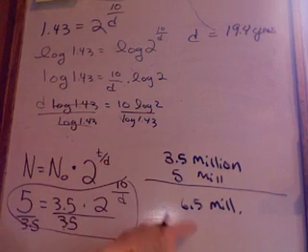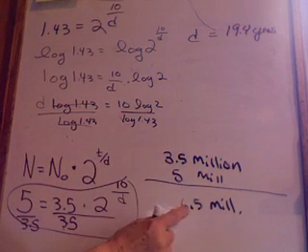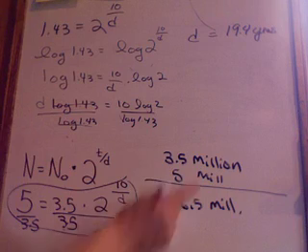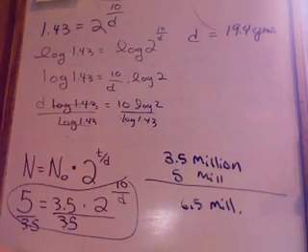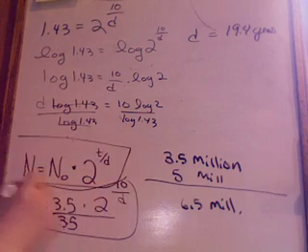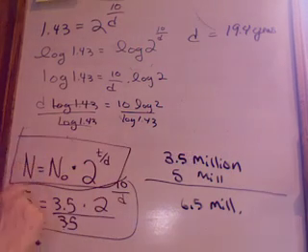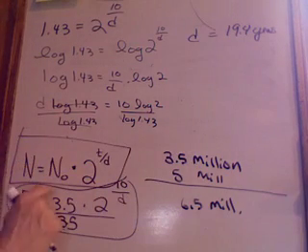Now, I want to find out how many years is it going to take to get to 6.5 million. It'll be less than 19 years. How can I use the information I have to solve that? Well, again, I'm going to use this equation. So, what's the population that I'm starting with?